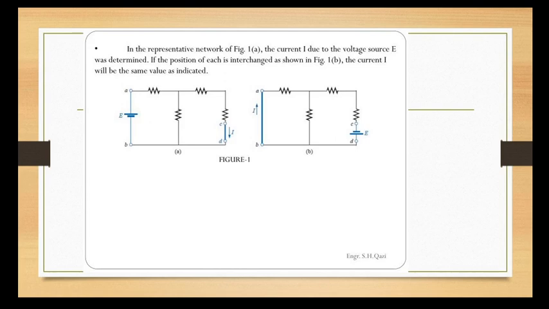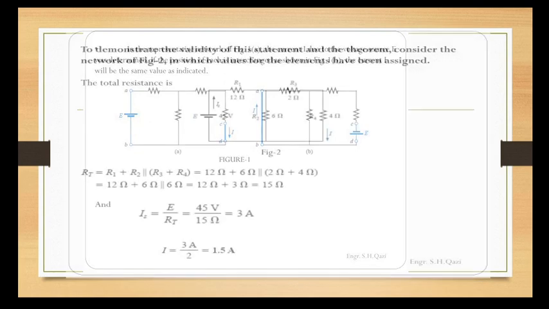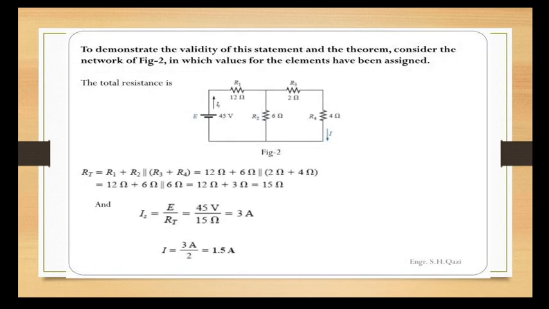We will analyze first figure 1A, then we will analyze the second figure, to see whether the reciprocity theorem stated is correct or not. For that, we are taking this circuit and the resistance values are given. R1 is 12 ohm, R2 is 6 ohm, R3 is 2 ohm and R4 is 4 ohm. And the source of EMF here is 45 volt.